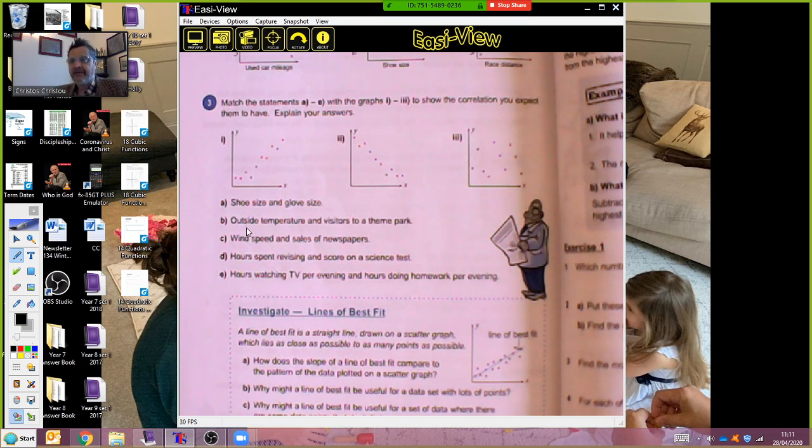I'm going to leave C out for a moment. It depends on your view. D, hours spent revising and score in a science test. That's likely to be a positive correlation. The more time is spent revising, the higher the test score in science you would expect. Why? Because you've spent more time revising. Are you okay with that? Yeah. Good, thanks. Last one.